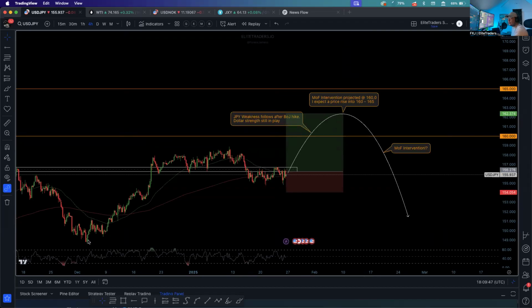Pullback should be done by Tuesday. Australian dollar trend, yeah. Yeah, okay. Yeah, Phantom, I think we're on the same page here.